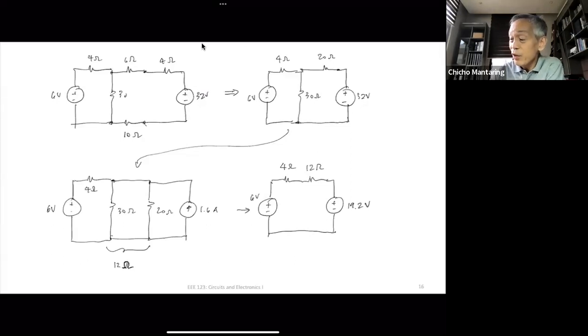Okay, so from this, I can already solve for I. What is the value of I? I is just now 19.2 minus 6 divided by the total resistance. 12 plus 4, that is 16. And this is going to be 0.825 amperes. So what is the power associated with the 6-volt source? The power associated with the 6-volt, let me call that P 6 volts, is I multiplied by 6. 0.825 multiplied by 6, which is going to be 4.95 watts.